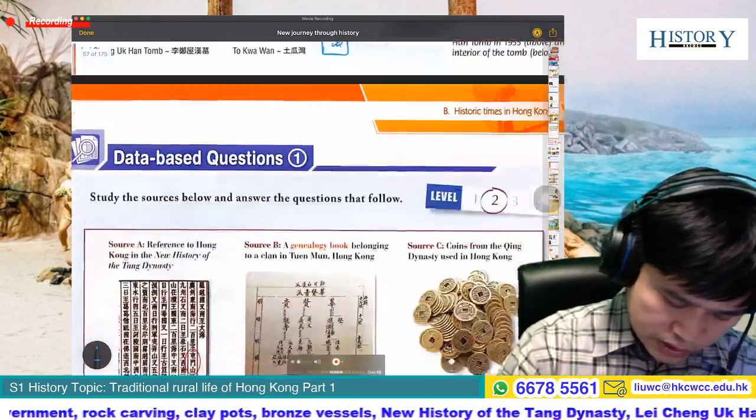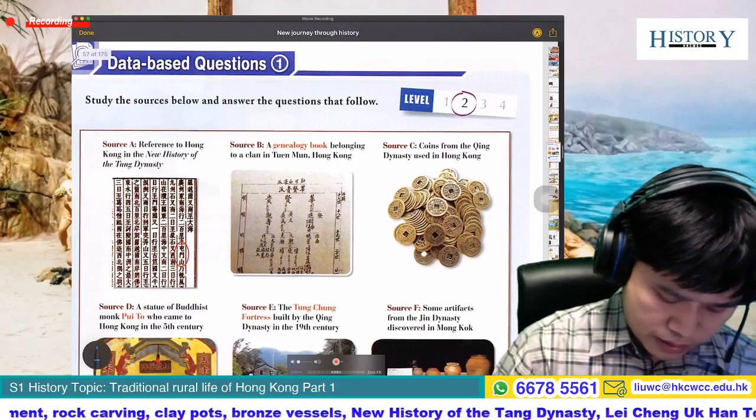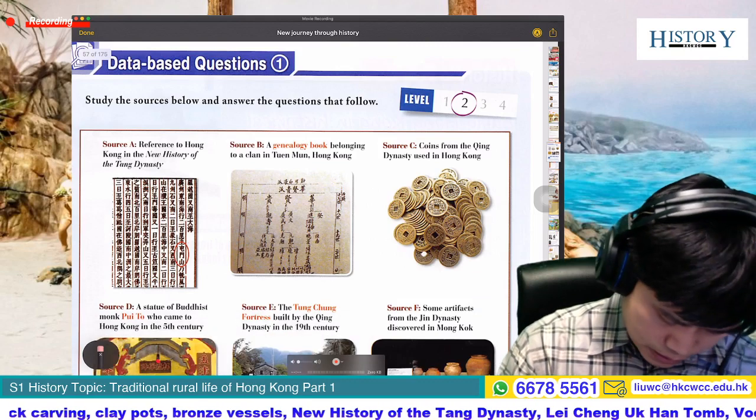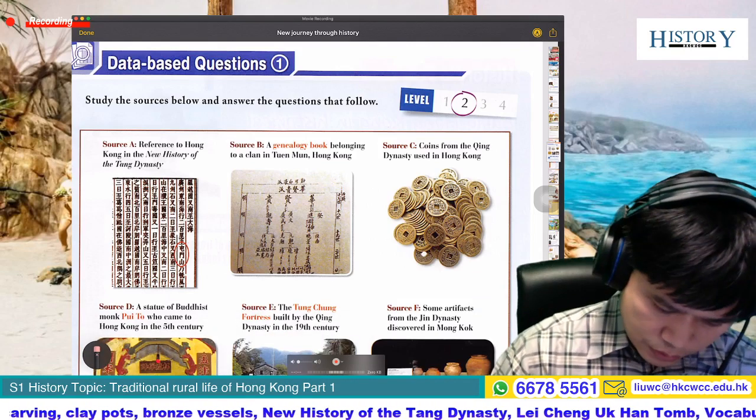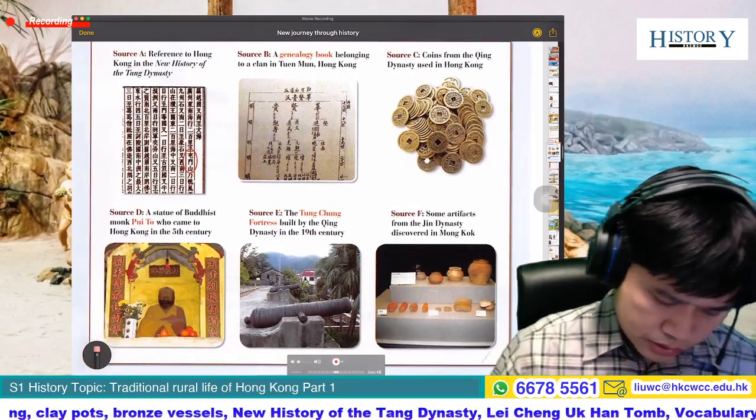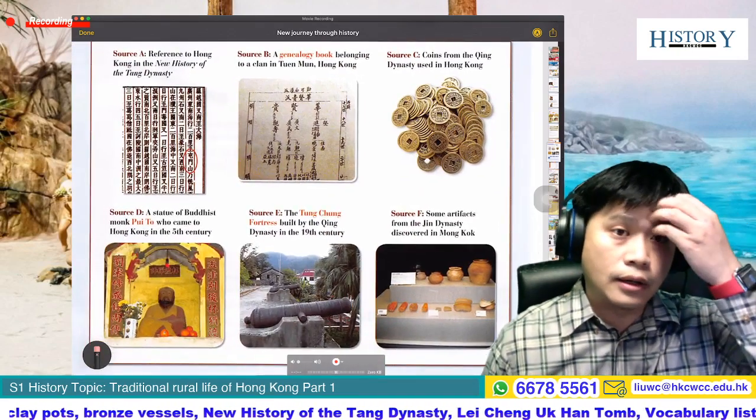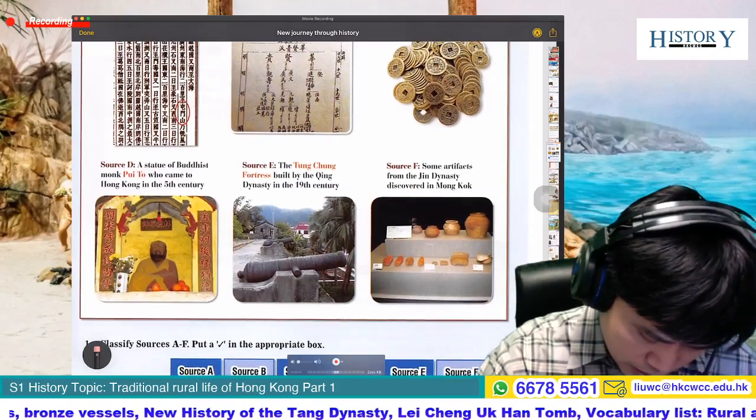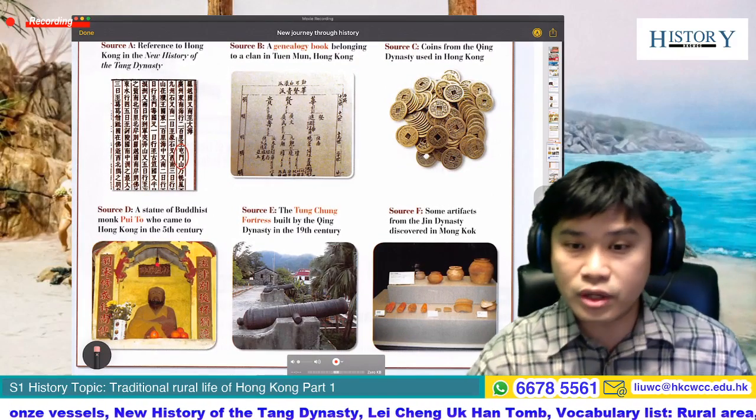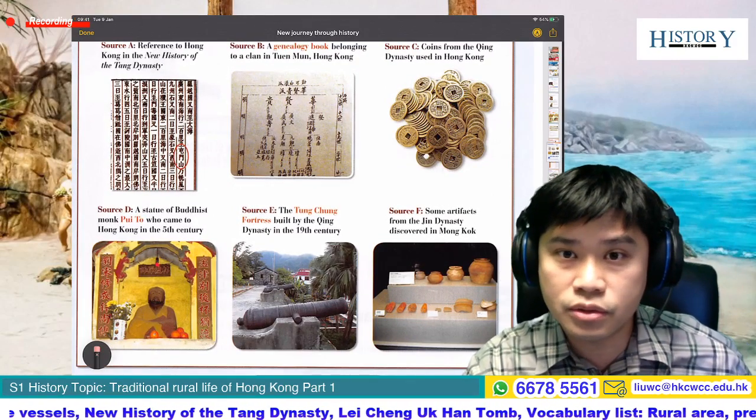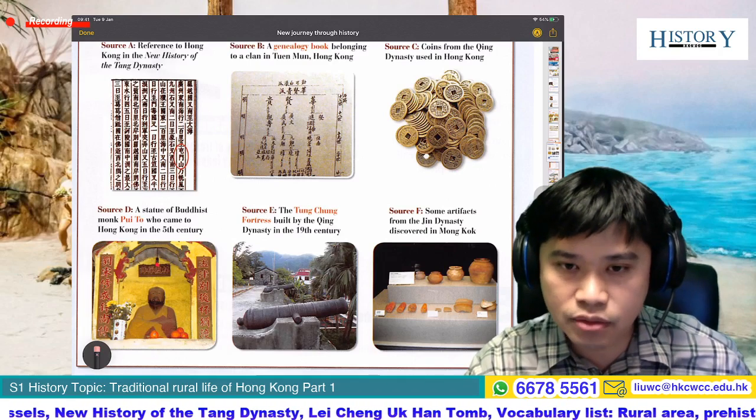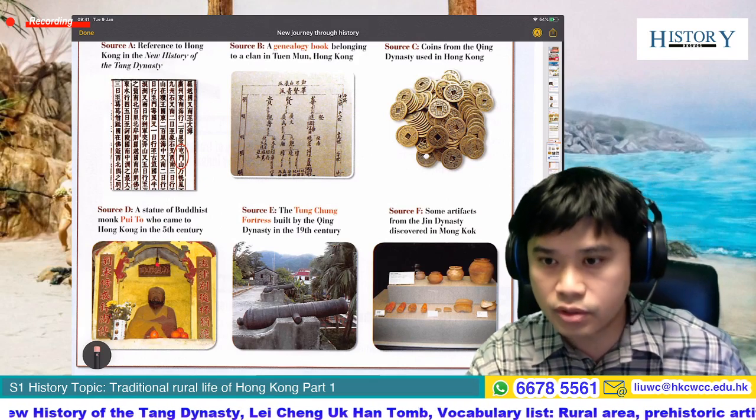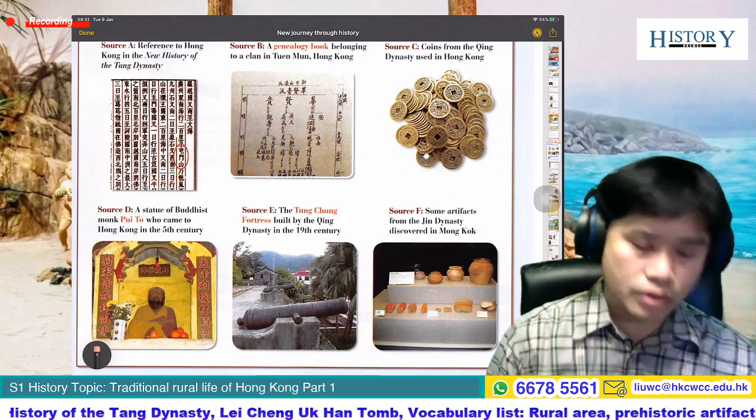Okay, for the last part for today, here would be the exercise. Here would be about some sources related to the history of Hong Kong. If you look at question one and question two, you need to identify whether they are written or non-written sources. Okay, let's do it together.